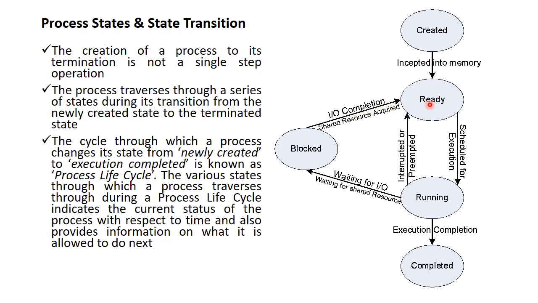It will go to the ready state, and then from the ready state again it will go to the running state if it is scheduled for execution, and from the running to the completed state if the execution is completed. So this is a process life cycle which shows the different states of the life cycle, starting from the creation till the execution completion.